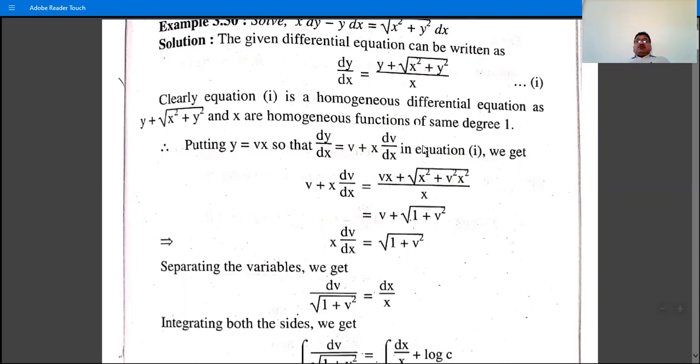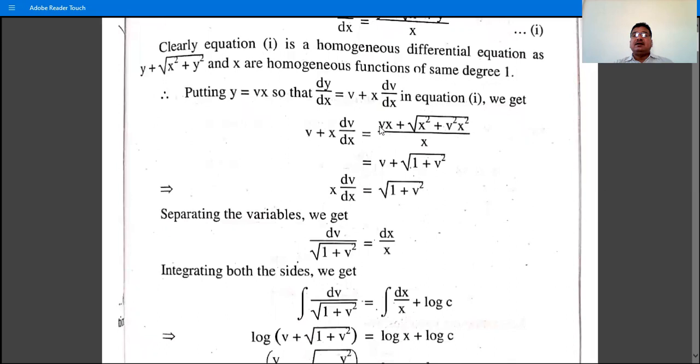Now we have to solve this homogeneous differential equation. So substitute y is equal to vx. Therefore, dy by dx is v plus x dv by dx, by using the product rule: derivative of x is 1, and derivative of v is dv by dx. Then substitute these values in equation number 1. So we have v plus x dv by dx is equal to y as vx plus root x square plus v square x square divided by x.